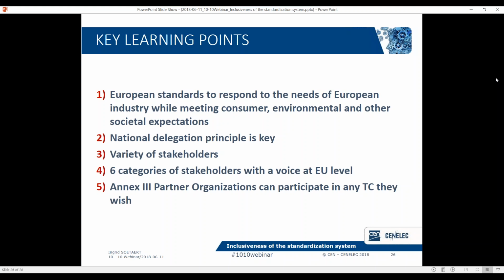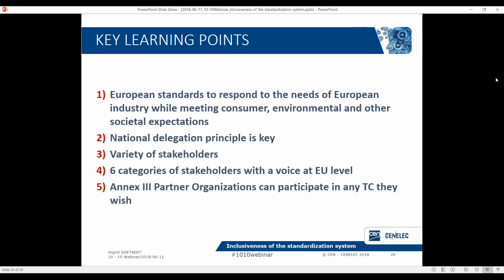What you should take with you from this presentation is the CEN and CENELEC goal, which is to develop European standards and other technical specifications to respond to the needs of European industry while meeting consumers, environmental and other societal expectations. The national delegation principle is key. Standardization is not only for and by industry, but the consensus amongst a variety of stakeholders, including societal stakeholders. We saw 6 categories of stakeholders who have a direct voice at European level.